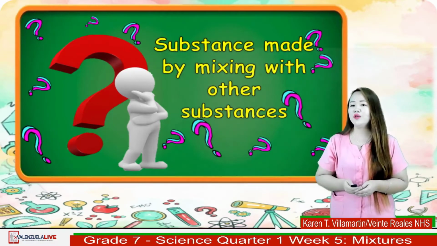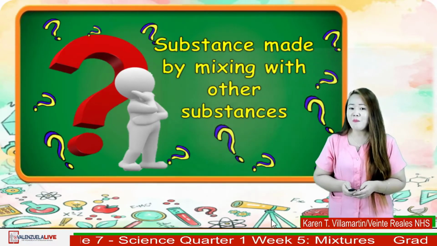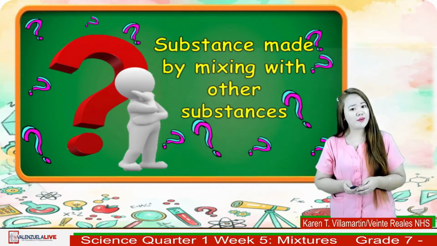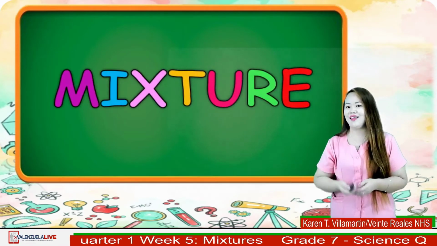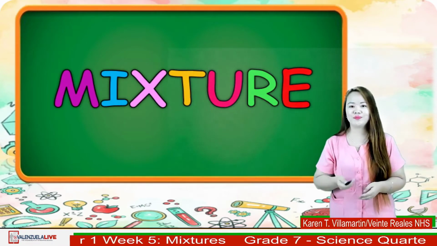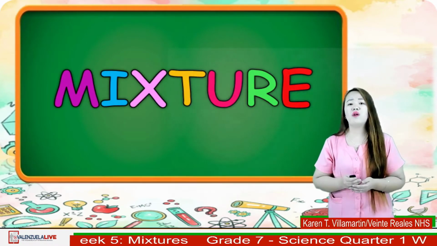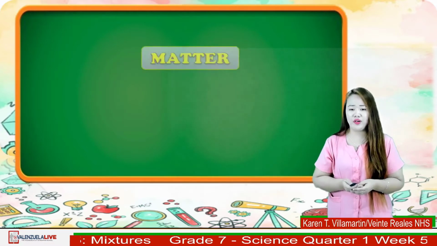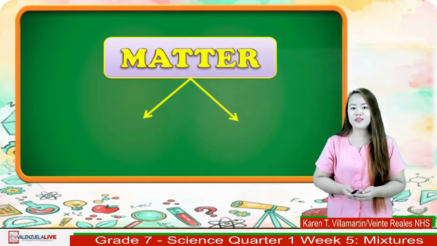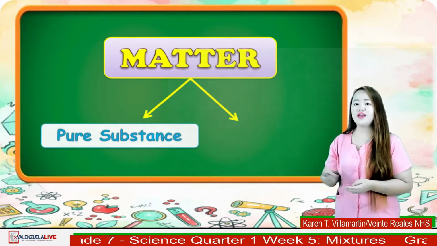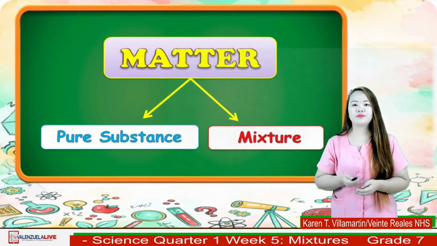Therefore, what do you call a substance made by mixing with other substances? Mixture. Mixture is one of the classifications of matter. Matter can be broken down into two categories: pure substances and mixtures.